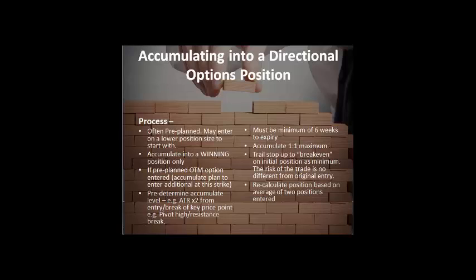We may choose to enter 20 contracts first, then another 10, then another 10, if there are key price points on the way up. And what we do is every time we accumulate on the position, we trail the stop up to break even on our initial position as a minimum. And what this means is the risk of the trade is no different theoretically from the original entry, providing there's not a big gap down.